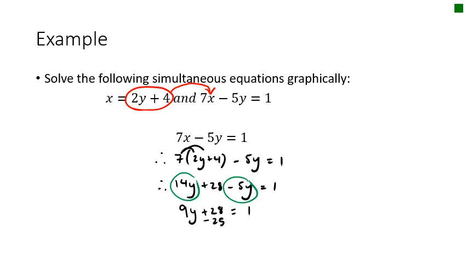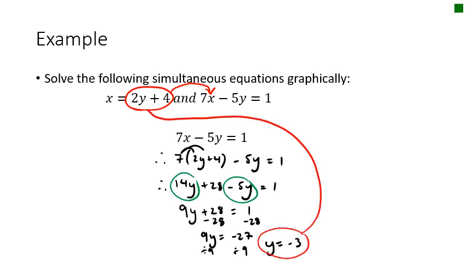I can take 28 from both sides, and I end up with 9y equaling minus 27. Divide by 9, divide by 9, I get y equaling minus 3. Now, as y equals minus 3, I'm going to substitute back into my original equation to find out what x is. X, therefore, is 2 lots of minus 3 plus 4. Therefore, x is going to be minus 6 plus 4, and x is going to be minus 2. So I have an x value of minus 2 and a y value of minus 3.